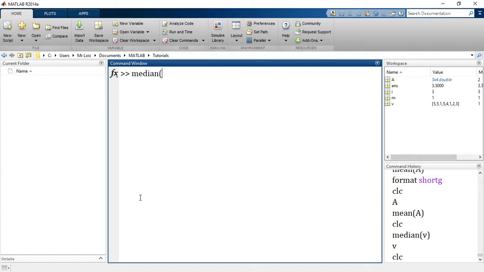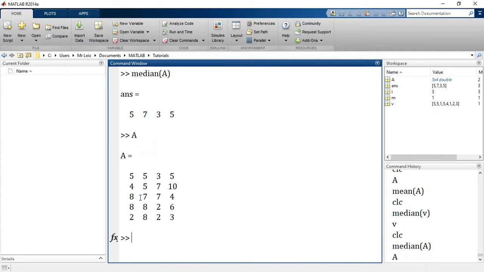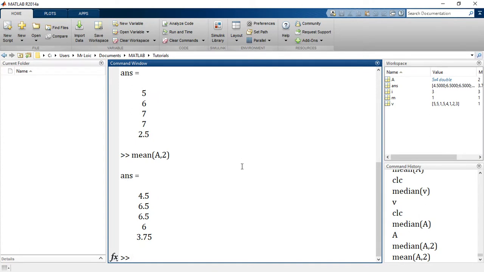It does exactly the same thing. It will give you the median per column. But what if we want to calculate the median per row? What do we do? This is different from mean and max. Here we don't put any empty array first. These are the commands, as you can see already here. We'll just say A comma the dimension 2. And it gives us row by row median, and it is the exact same thing for mean.